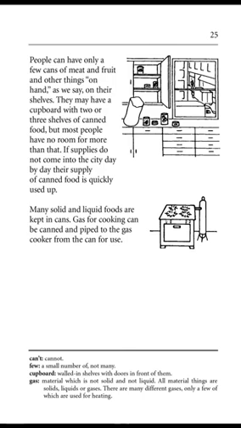Page 25. People can have only a few cans of meat and fruit and other things on hand, as we say, on their shelves. They may have a cupboard with 2 or 3 shelves of canned food, but most people have no room for more than that. If supplies do not come into the city day by day, their supply of canned food is quickly used up. Many solid and liquid foods are kept in cans. Gas for cooking can be canned and piped to the gas cooker from the can for use.